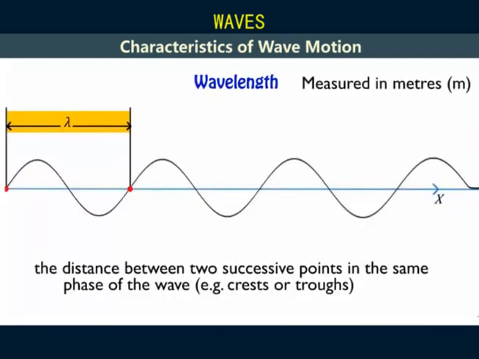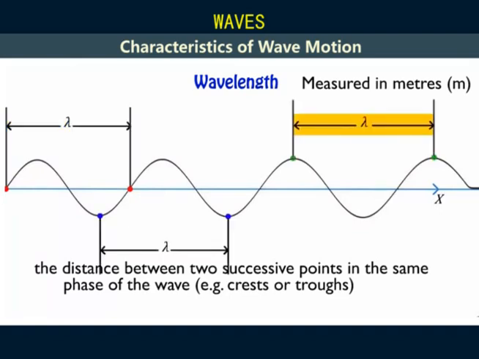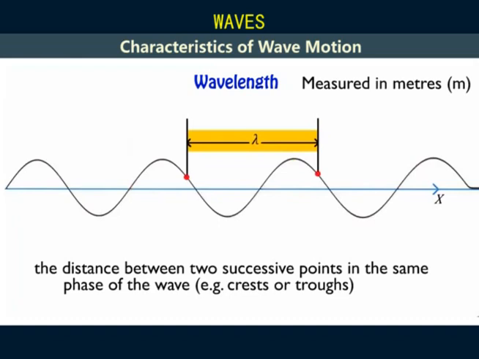Wavelength lambda is the distance in the x direction between any two consecutive repetitions of the shape of the wave. It is the distance between any two consecutive crests, troughs, or any two consecutive points in the same phase of the wave.